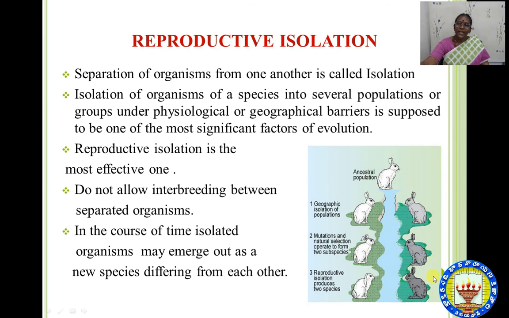Here you can see the example of reproductive isolation, where the rabbits are separated by a geographical barrier, namely the river. So when they are separated, the separated organisms have developed a different color from the original rabbits, and thus they evolved into a new species.